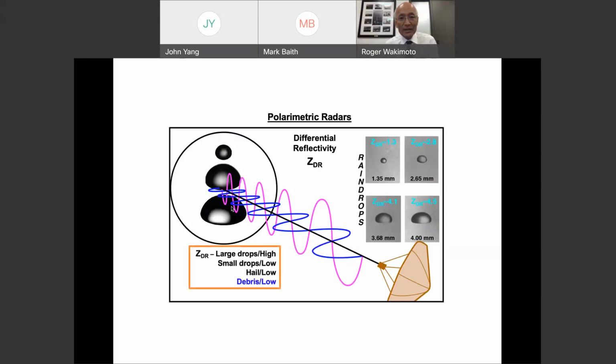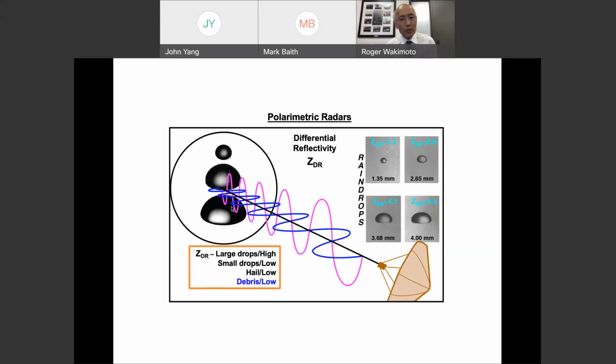So hopefully you got what ZDR is. I've talked about the first two lines here. Large drops give large positive ZDR. Small drops give low, sometimes near 0. I didn't talk about hail, and you might question why hail is low ZDR, because hail can be very non-spherical. But in convective storms, we know that hail tumbles like crazy, and in the tumbling process, it effectively looks like a sphere. So you get near 0 ZDR.